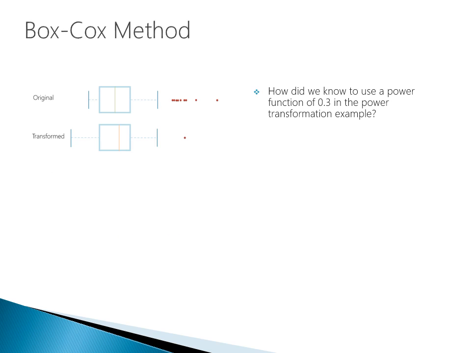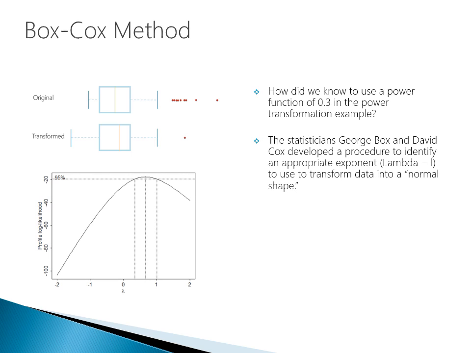How did we know to use a power function of 0.3 in the power transformation example? The statisticians George Box and David Cox developed a procedure to identify an appropriate exponent, lambda equaling 1, to use to transform data into a normal shape. So why not 0.4 or 0.5? What makes 0.3 so special? The lambda value indicates the power to which all data should be raised in order to make this transformation.